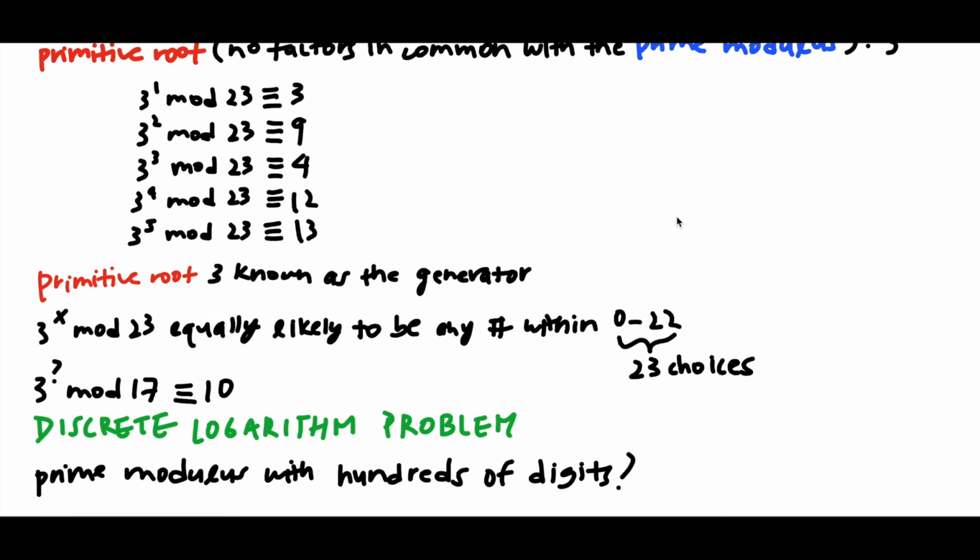For example, 3 to the power of some x mod 17 yields 10. But then how do we know what the exponent is? This is the discrete logarithm problem, which in this case might actually be possible to solve, but consider a prime modulus with hundreds of digits. There's no simple way to compute the exponent then, and theoretically this should require sifting through as many numbers as possible leading up to the modulus.